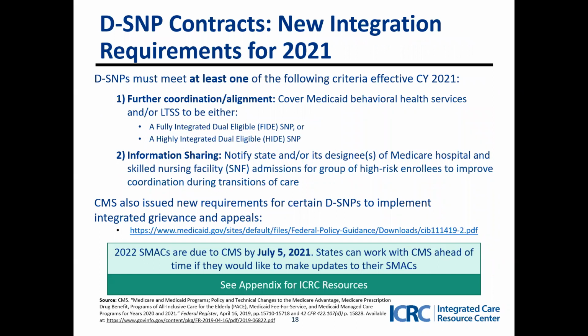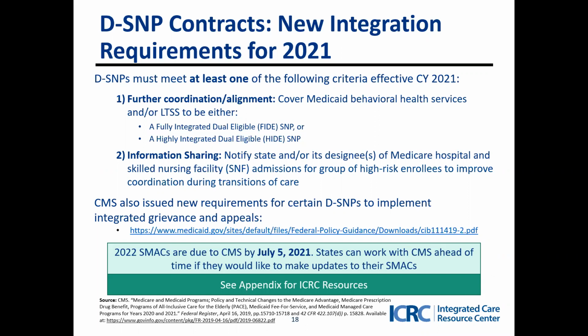So as of the start of this year, DSNPs must meet at least one of the following criteria. They either need to cover Medicaid behavioral health and or LTSS in order to be designated as either a FIDE or a HIDE SNP, or they have to notify the state and or its designees of Medicare hospital and skilled nursing facility admissions for one group of high-risk enrollees, the goal of which is just to improve coordination during transitions of care. There is also a new requirement that FIDE and HIDE SNPs with exclusively aligned enrollment must have integrated appeal and grievance processes. And for those who are interested in learning a little bit more about that, we have a link here for additional information. And there's also a really great fact sheet on this on the ICRC website.